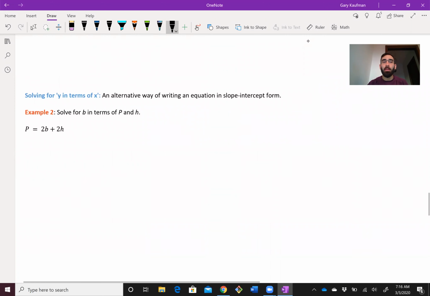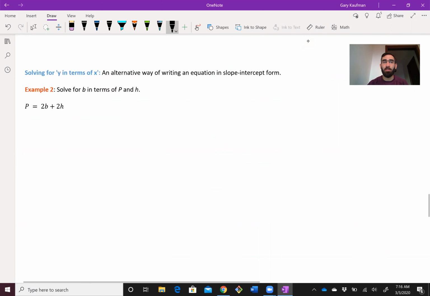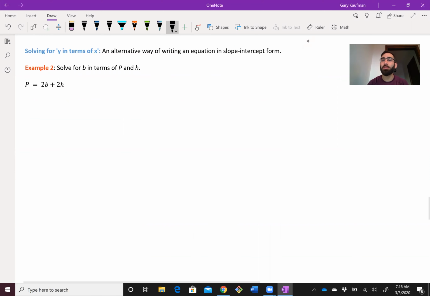Now, this is an instruction that you'll sometimes hear. You'll hear someone say, solve for y in terms of x. It's another way of saying write the equation in slope-intercept form for us this year. But I'm going to do this example, and I'm going to show you what it means. Solve for b in terms of p and h.